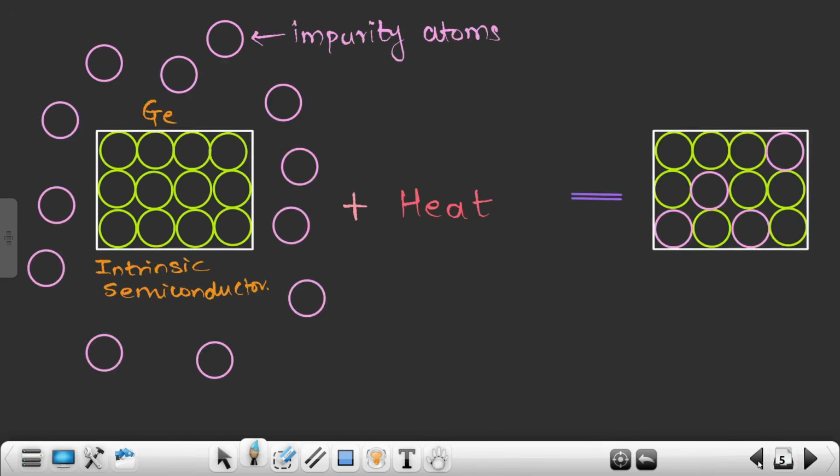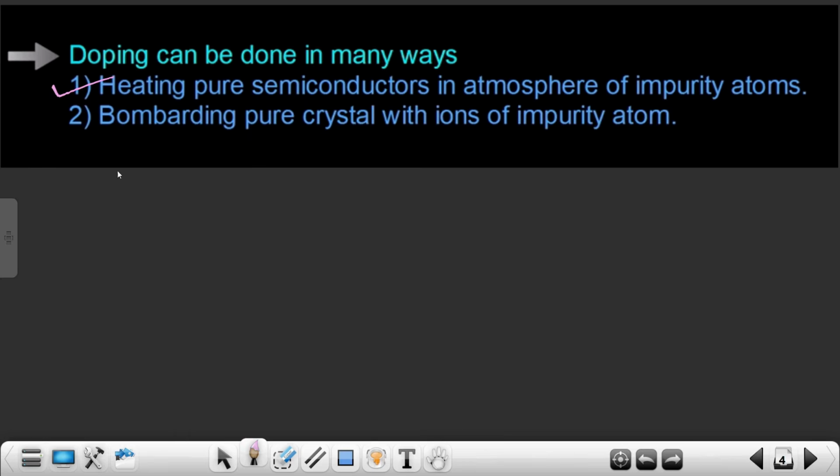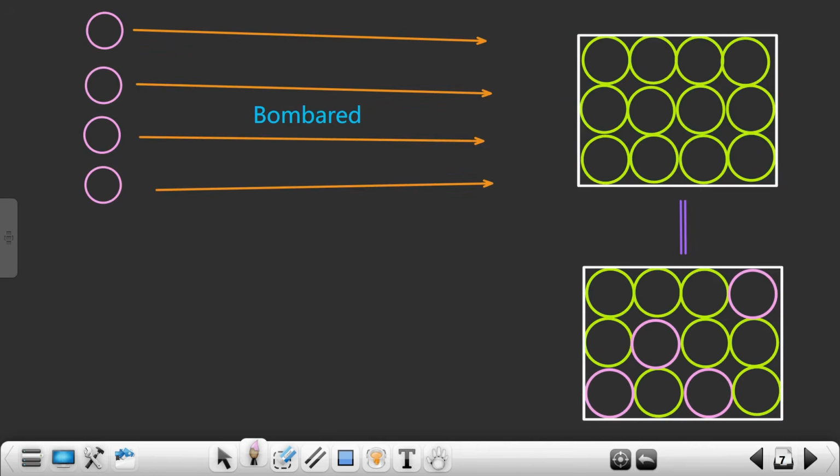And after that, this is the second way through which we can do doping. As such, there are a lot of ways, but I'll just focus upon these two ways. Okay, the second method through which we can do doping is by bombarding pure crystal with ions of impurity, or basically impurity atoms. Okay, so you see, this is how we actually do it over here.